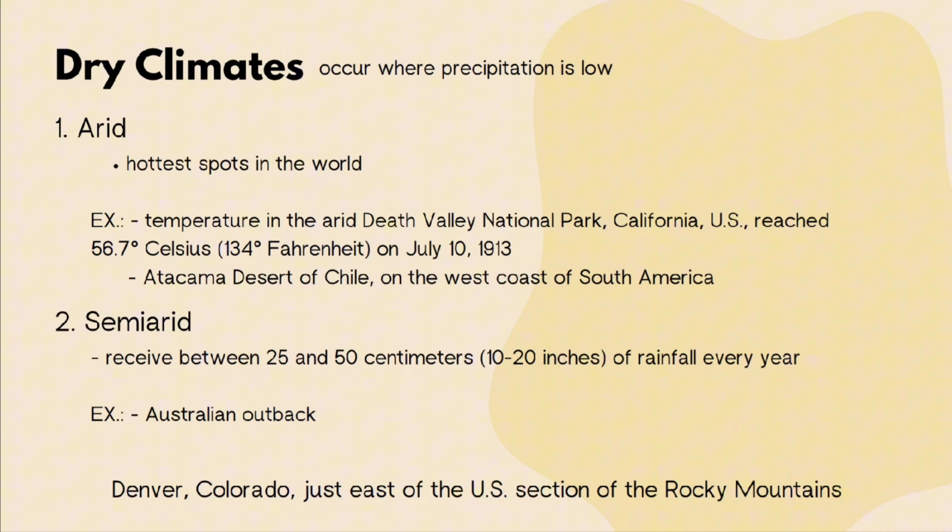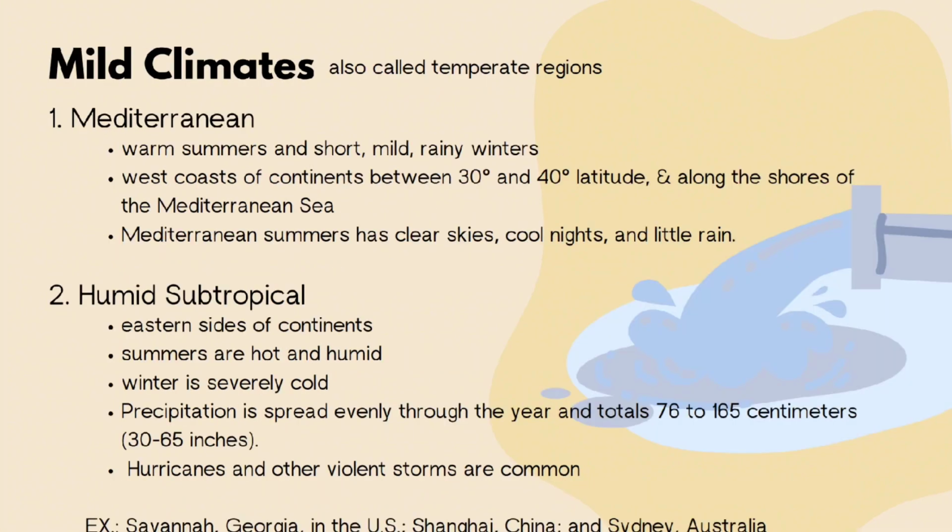Semi-arid regions such as the Australian outback usually receive between 25 and 50 centimeters or 10 to 20 inches of rainfall every year. Denver, Colorado, just east of the U.S. section of the Rocky Mountains, has this type of dry climate known as a rain shadow.